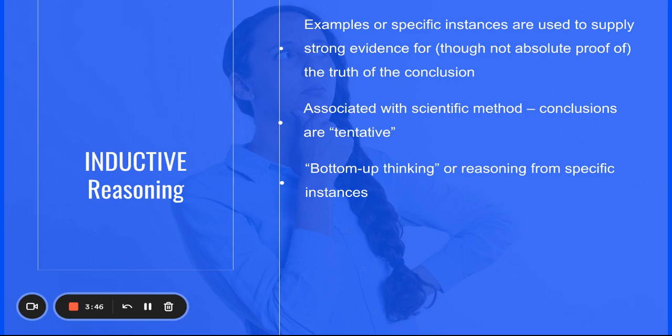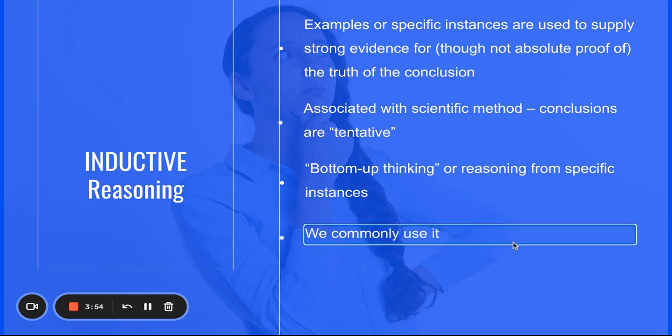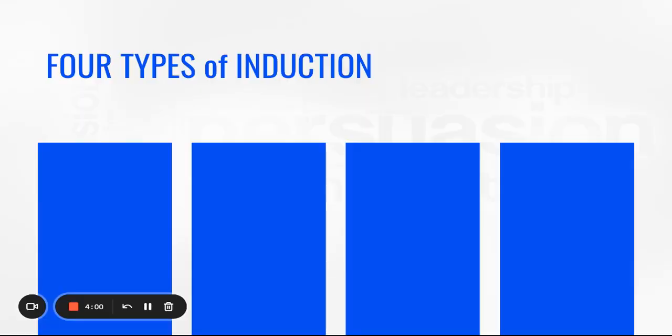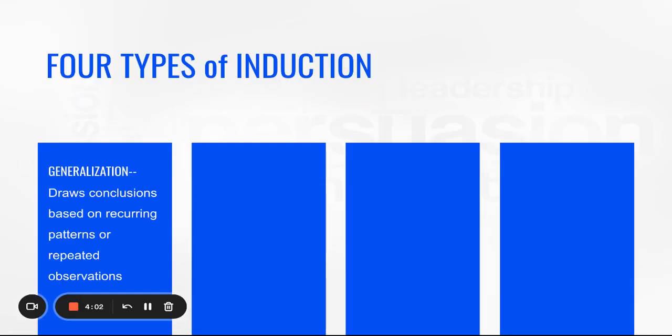At this point in time, based on all the information we have, this is the conclusion that can be drawn. Bottom up thinking or reasoning from specific instances, and this is something we commonly use. It can be disproven with more evidence. So there's four types of induction. Generalization is a form of inductive reasoning that draws conclusions based on recurring patterns or repeated observations.